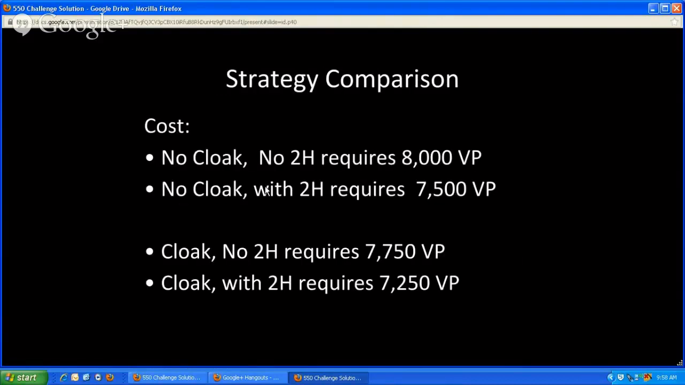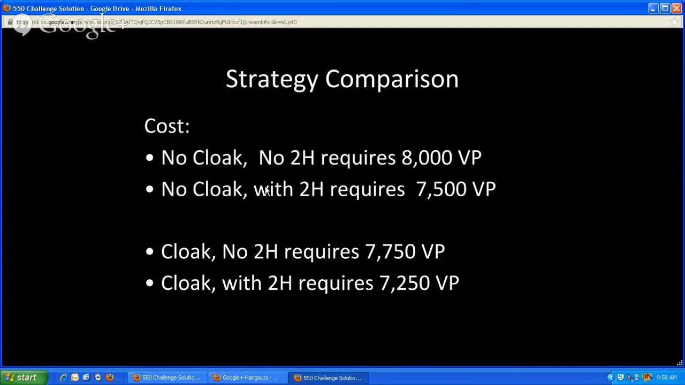If you're someone who's looking at valor points and seeing what's there, basically this is what you see here. If you have no cloak and you cannot use a two-hander to give you that one less slot needed, it's going to cost you 8,000 valor points to upgrade the whole thing. Remember, you're capped at 3,000 and you can only get 1,000 a week.